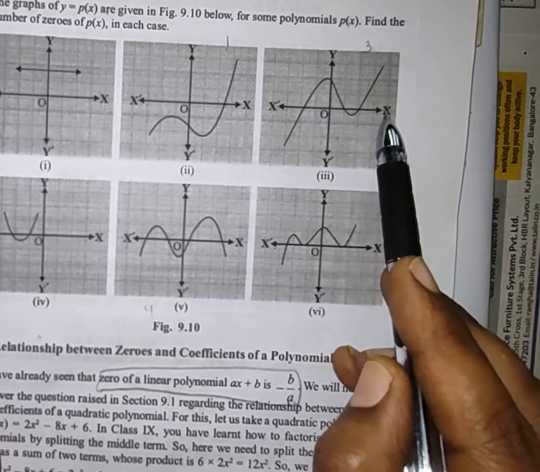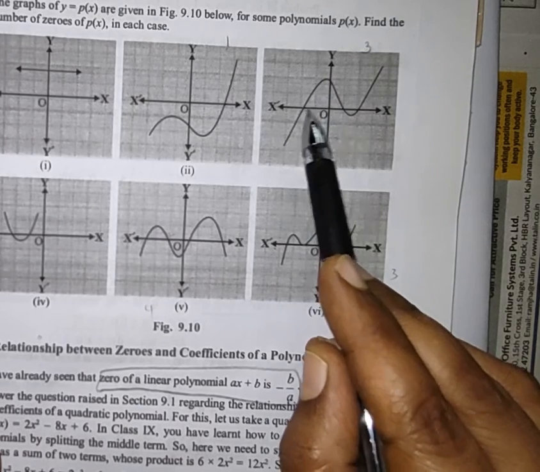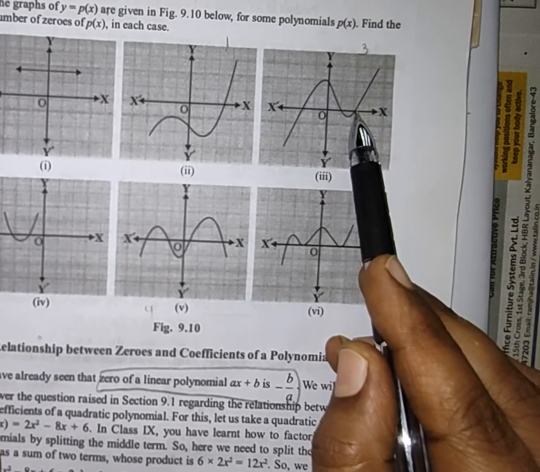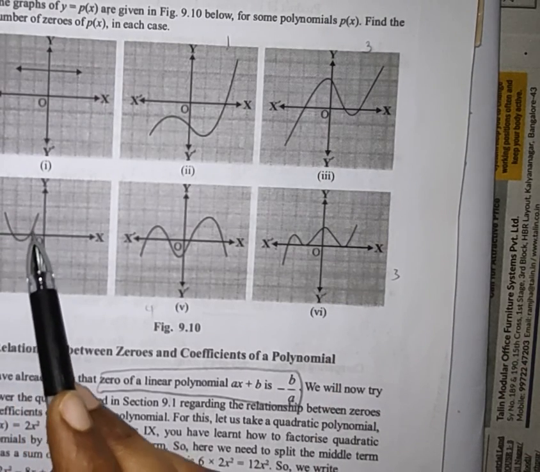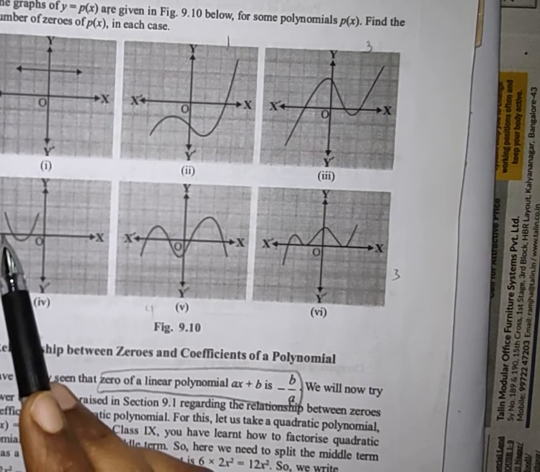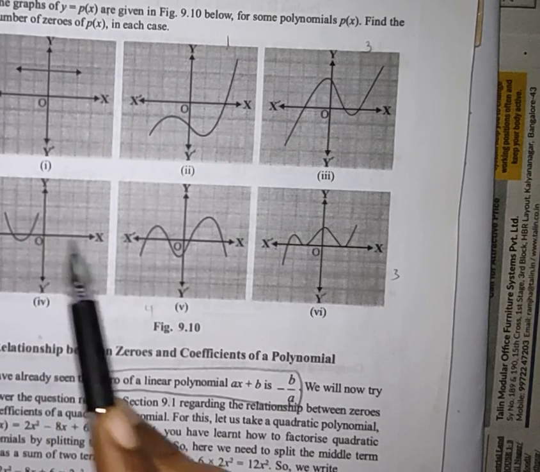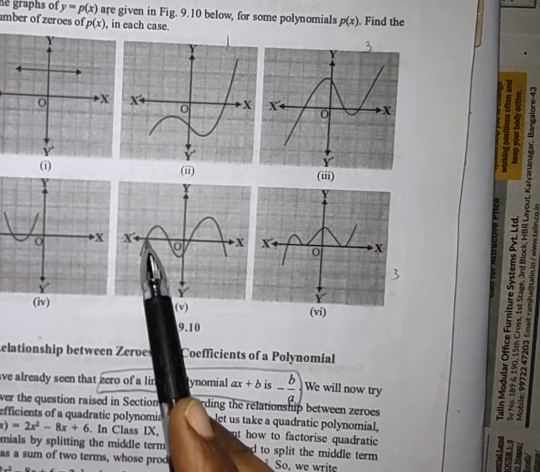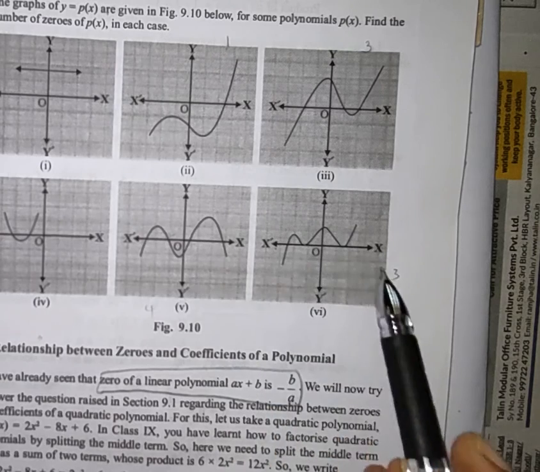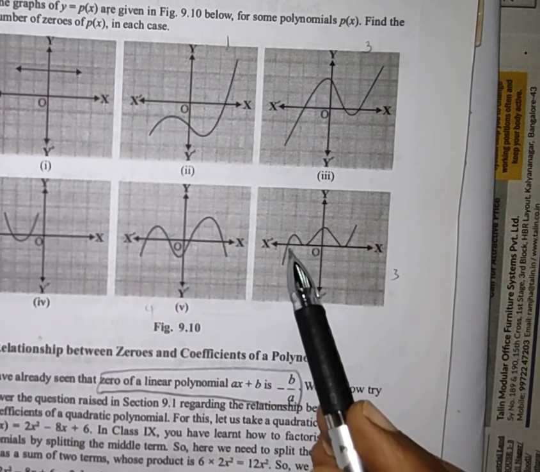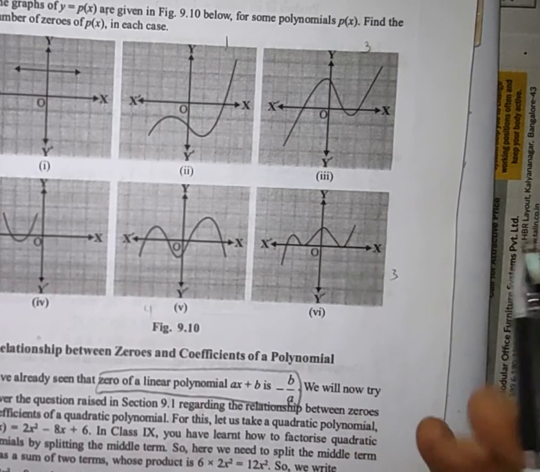For this graph, we can see that the graph is cutting the x-axis at 3 places, 1, 2 and 3. So the polynomial will have 3 zeros. And in this graph, the polynomial is cutting the x-axis at 2 places, so the number of zeros is 2. Here the graph is cutting at 1, 2, 3, 4, so the number of zeros is going to be 4. Here, at how many places? Let's count. 1, 2, 3. So the number of zeros for this particular graph is 3.